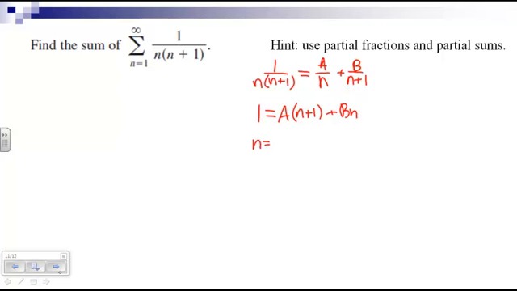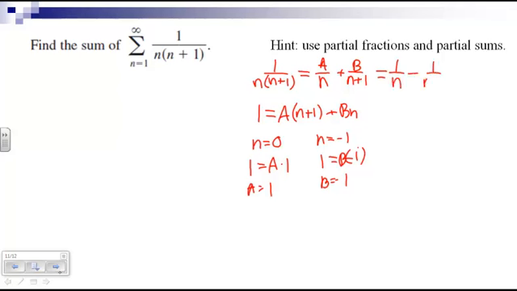Okay, what do you want to set n equal to? Let's go with 0 first. 0 is my hero. Okay, if n is 0, I get 1 is equal to A times 1, so A is 1. Good? All right. If n is negative 1, I get 1 is equal to, A goes away, B times negative 1. So B must also be negative 1, which means this can be rewritten as 1 over n minus 1 over n plus 1. Are we okay?